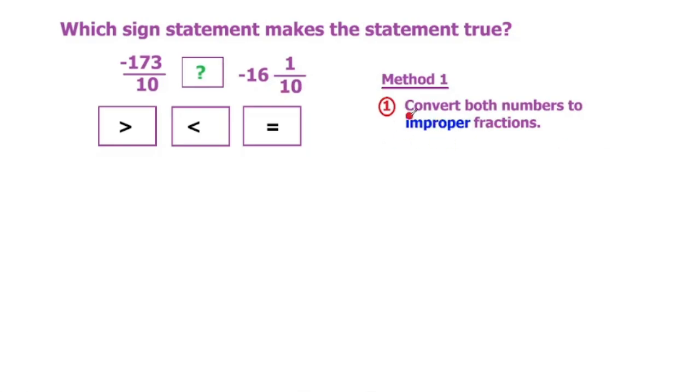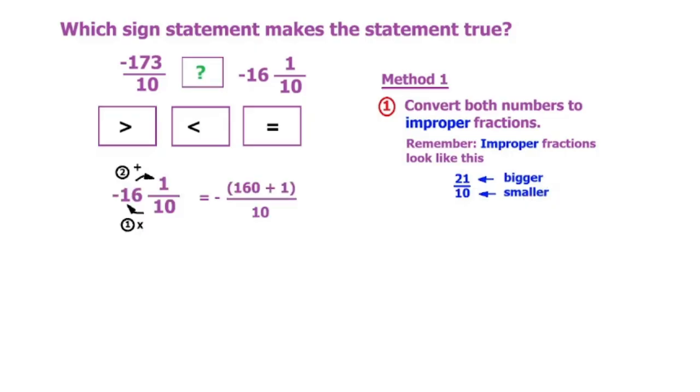So method one, convert both numbers to improper fractions. And just a reminder of what an improper fraction looks like. It looks like this. There's a bigger number on the numerator than there is on the denominator. Okay? We're not even talking about the negative sign right now. We're just looking at bigger number over smaller number. Okay, so let's convert this mixed number into an improper fraction.